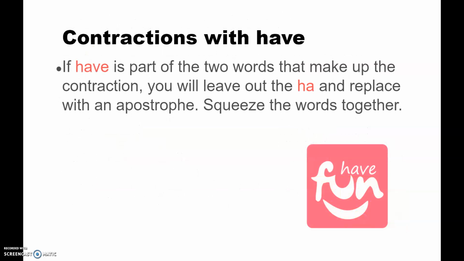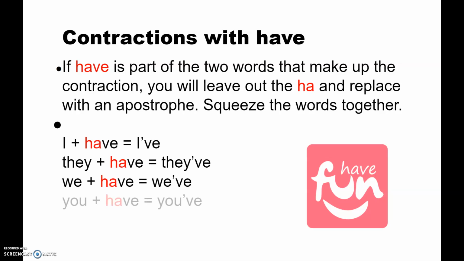Won't. Have. If have is part of the two words, then we leave out the H-A and replace that with an apostrophe. I've, they've, we've, you've. And again, the apostrophe marking the letters that are missing.